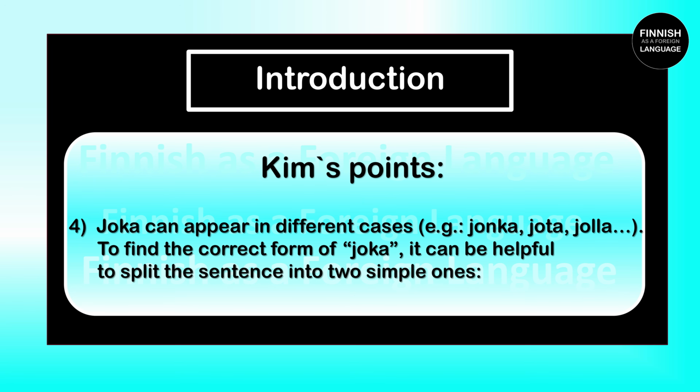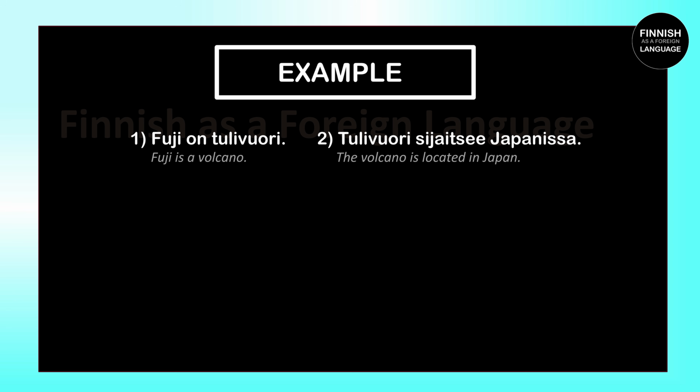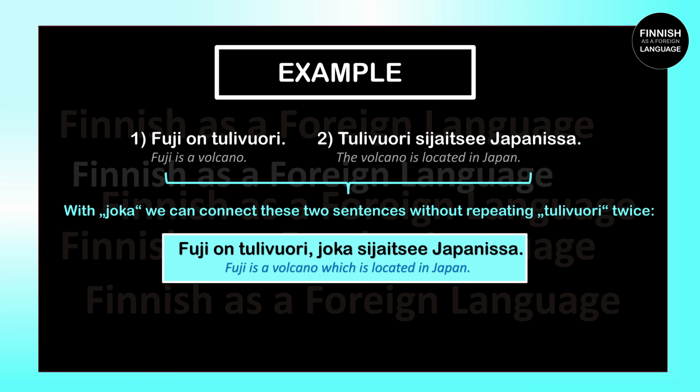To find the correct form of Joka, it can be helpful to split the sentence into two simple ones. Let's take a look at one example. Our first sentence is Fuji on Tulivuori. Fuji is a volcano. The second sentence is Tulivuori sijaitsee Japanissa, which means the volcano is located in Japan. Now we connect these two sentences by using the relative pronoun Joka and we get Fuji on Tulivuori, Joka sijaitsee Japanissa. Fuji is a volcano which is located in Japan.